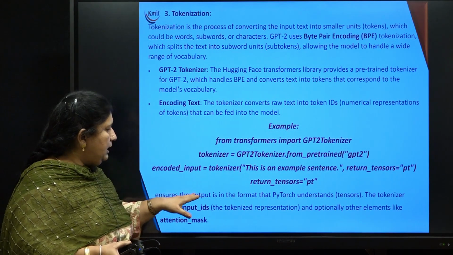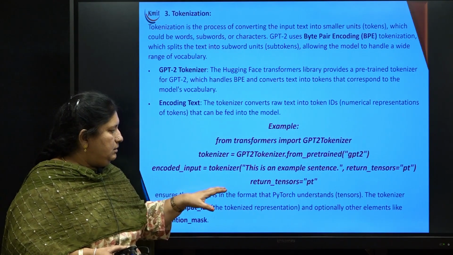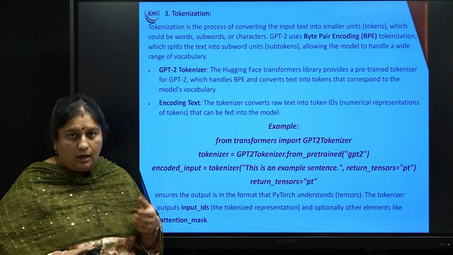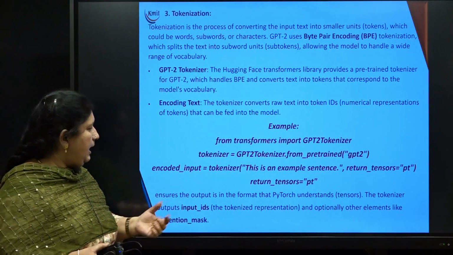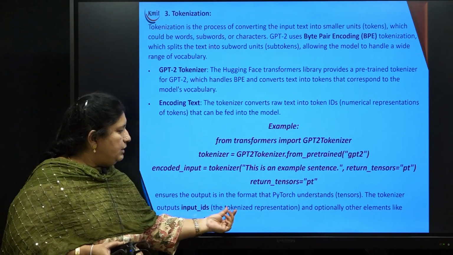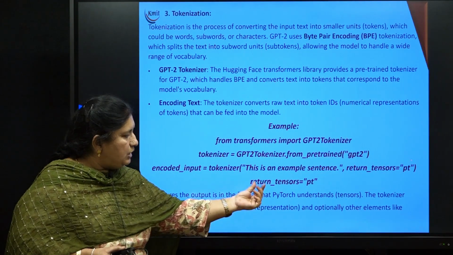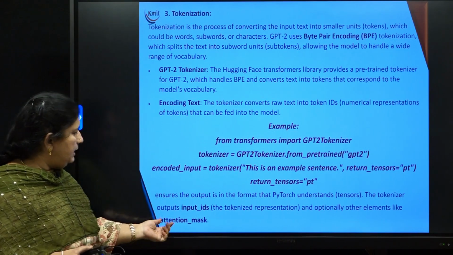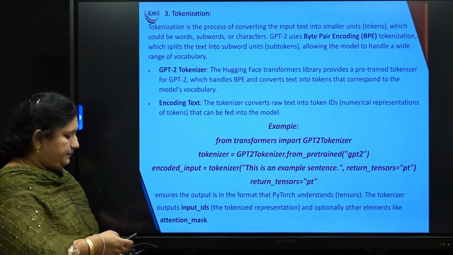It ensures the output format is such that PyTorch understands using tensors, and the tokenizer outputs the input IDs and the tokenized representations, and optionally other elements like the attention mask.